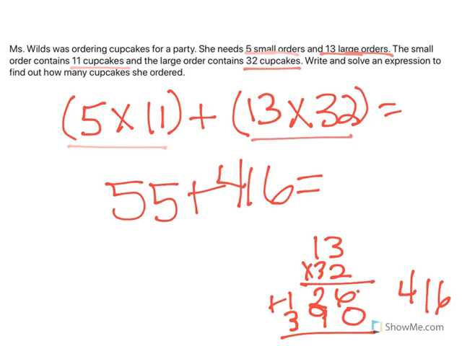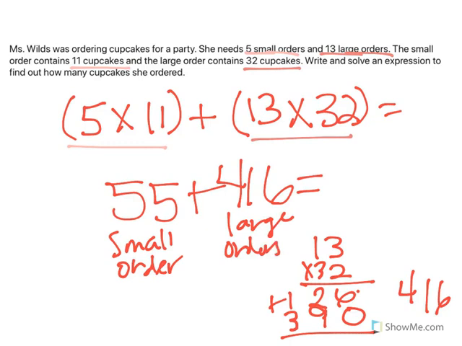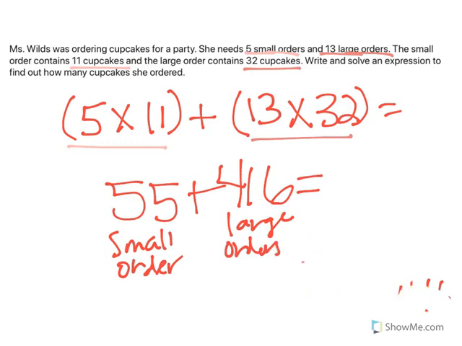Okay, so let's go ahead and add. So again, this represents the number of cupcakes in the small orders. And then 416 represents the number of cupcakes that are in the large orders. So we need to add those together to figure out how many cupcakes total she had. So 416 plus 55 equals 471 cupcakes altogether.